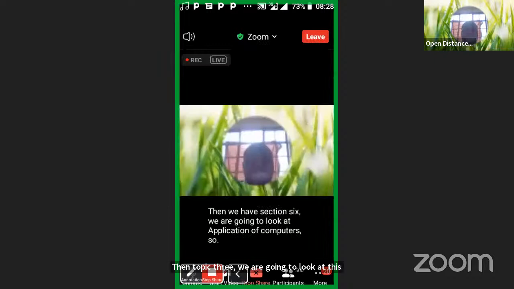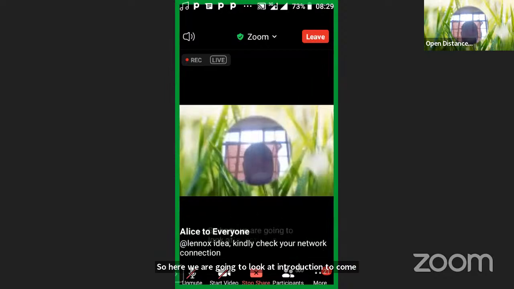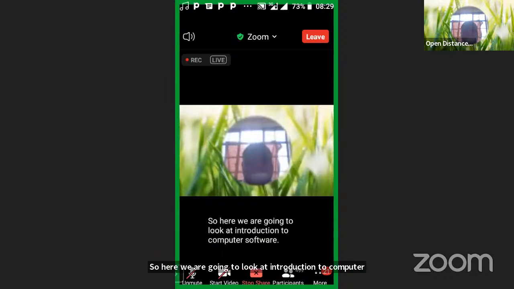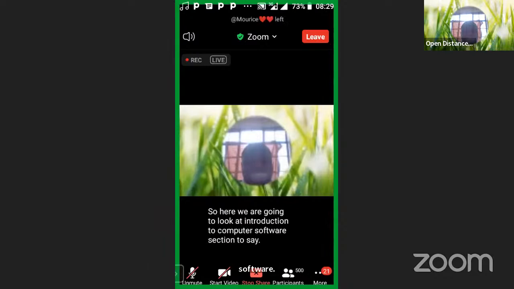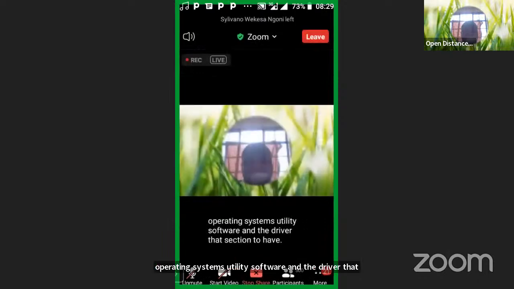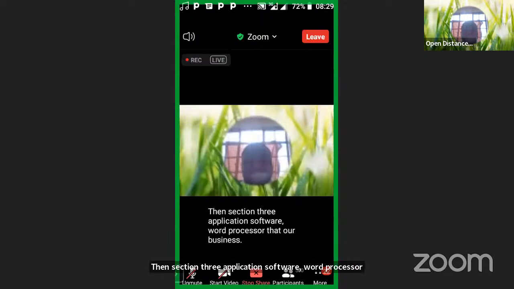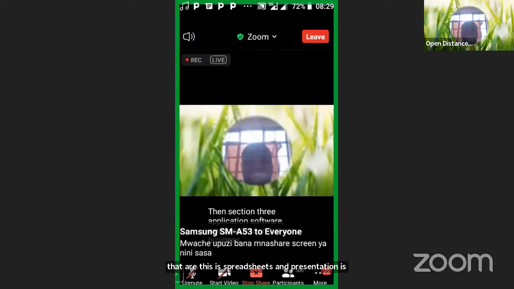to look at. Then topic 3, we are going to look at basic computer software. So here we are going to look at introduction to computer software. Section 2, software systems, operating systems, utility software, and drivers. That's section 2 of topic 3. Then section 3, application software: word processor, databases, spreadsheets, and presentation is another area that is section 3.